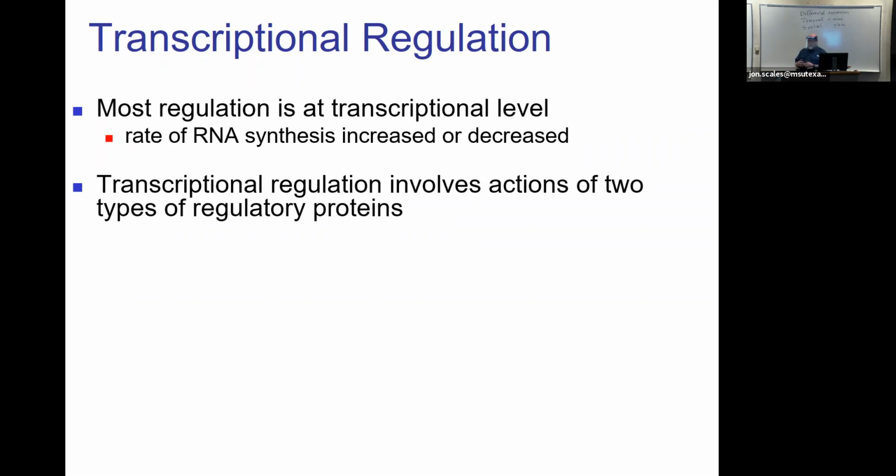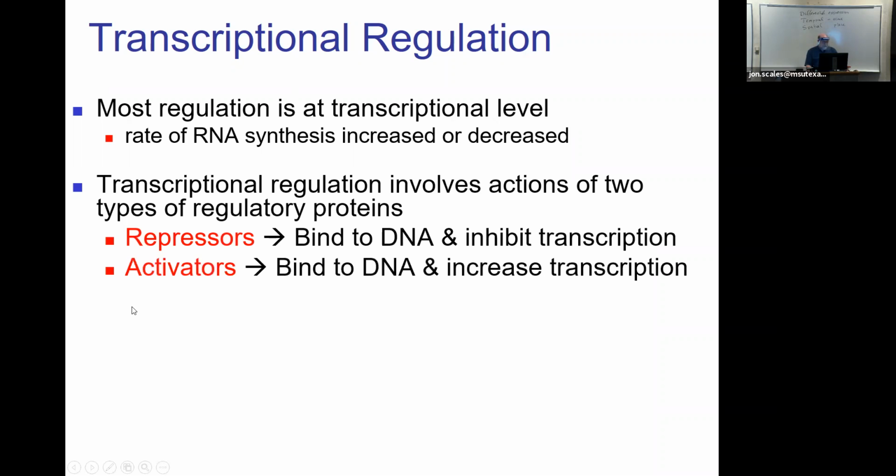So if you don't ever have to transcribe the gene, you don't have to worry about any of the other stuff. Splicing, translating, none of that stuff has to happen. So regulating when and where transcription starts is what most regulation of gene expression is all about.